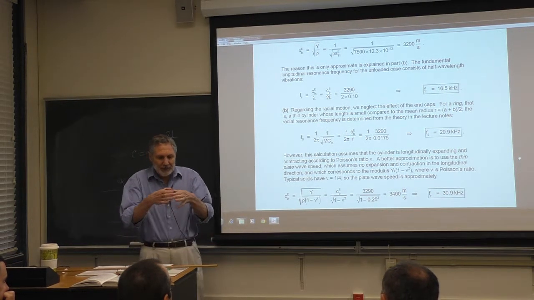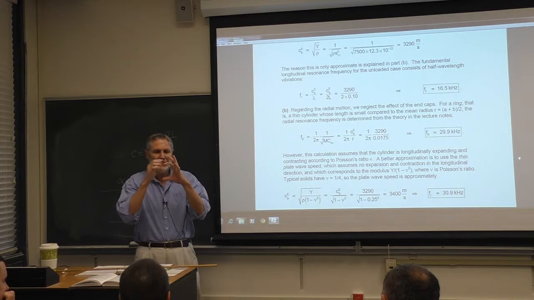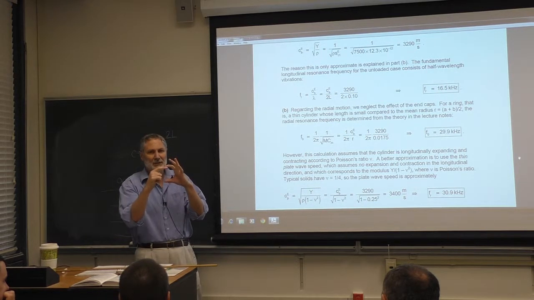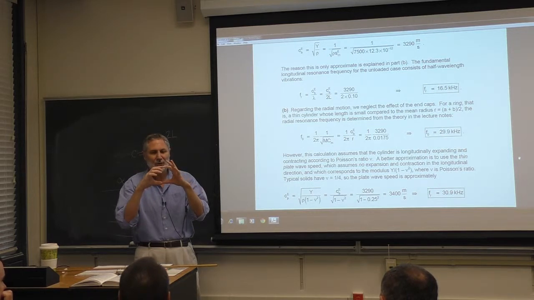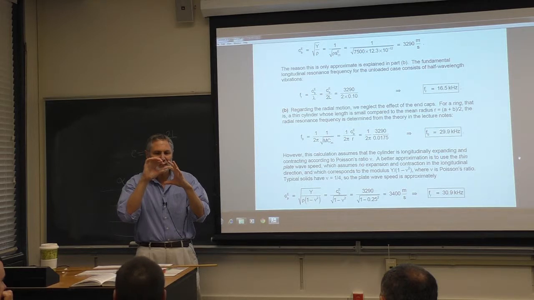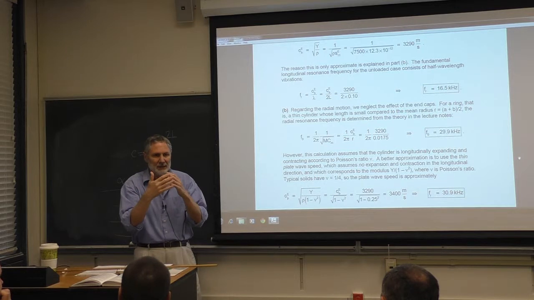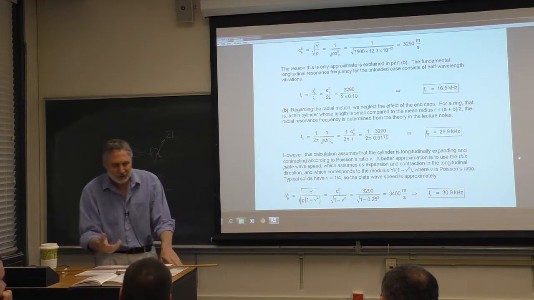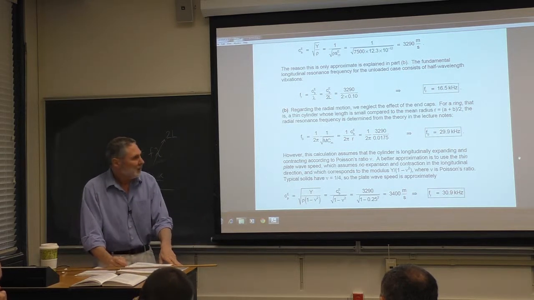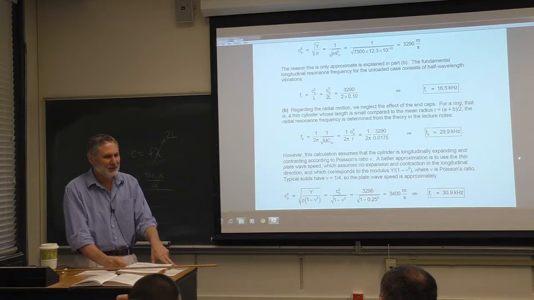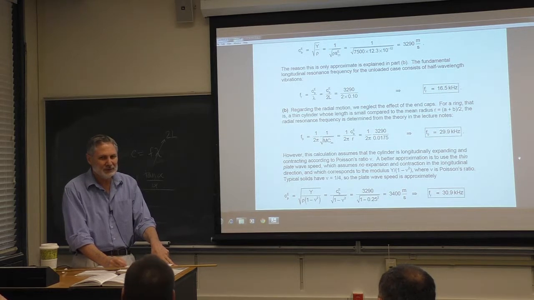Well, the ring is going like this, and it's bulging and contracting. But we have this pretty long cylinder here. So we're going to get bulging and contraction this way, but what do we get this way? It's going to be stiffer. We're not going to get that complete Young's modulus Poisson's ratio effect. You can actually go back to chapter 2, at the end. Remember we talked about all those different speeds of sound?